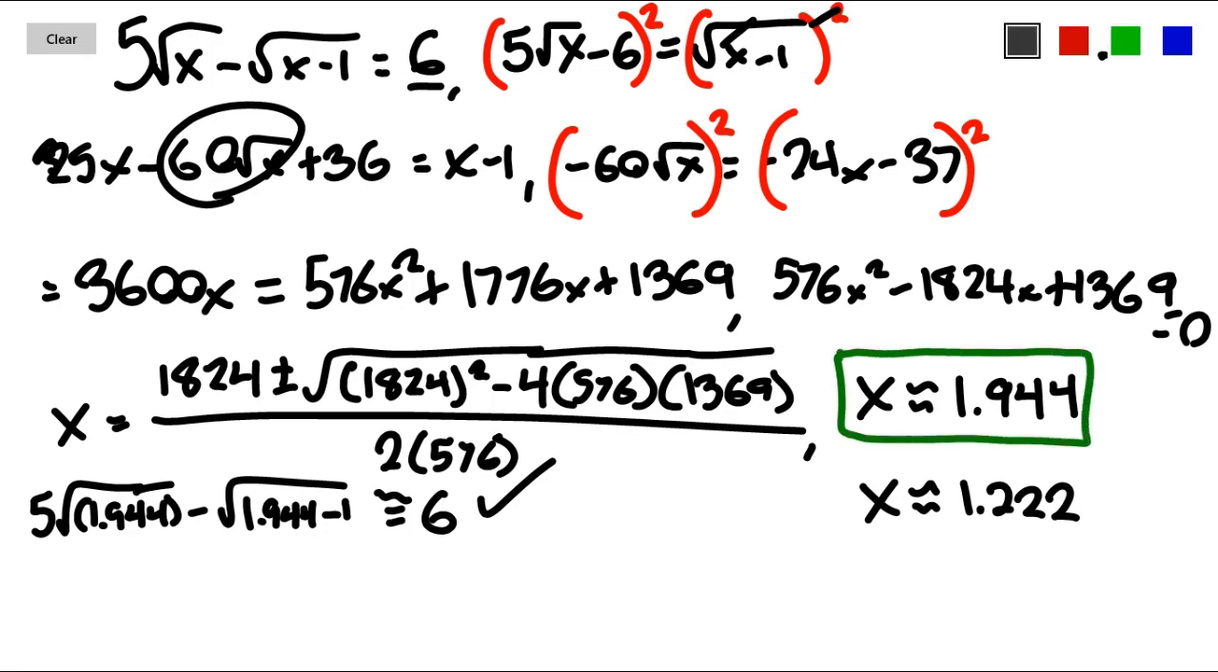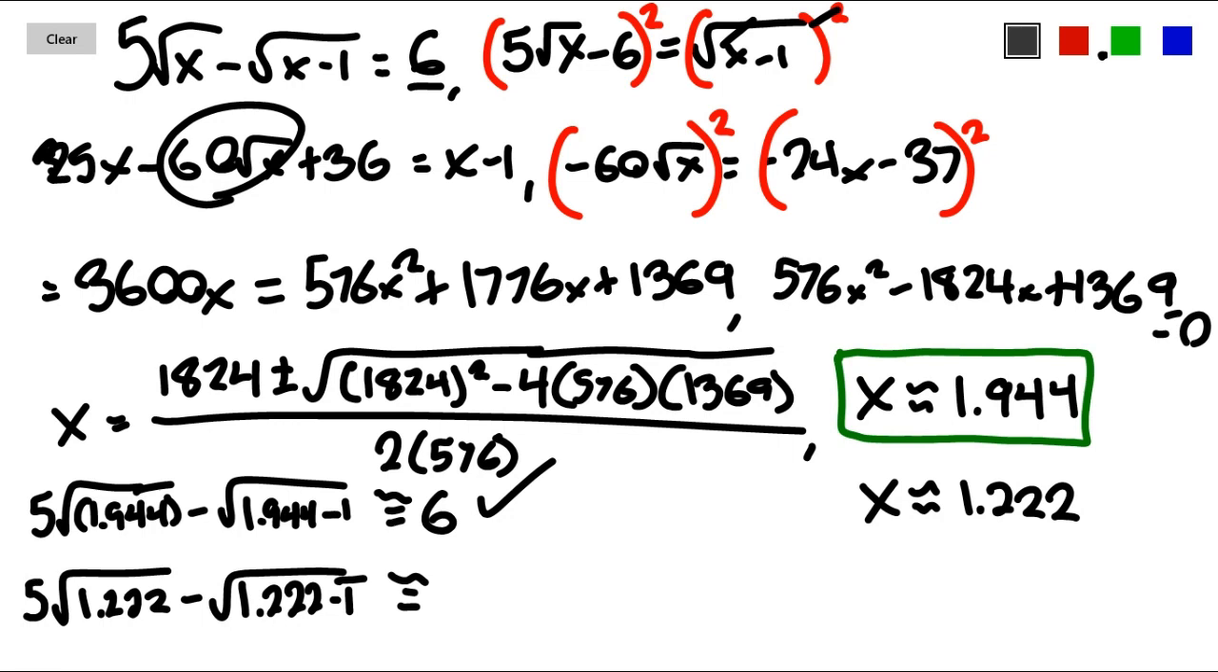And then for the second answer, I have 5 times the square root of 1.222 minus the square root of 1.222 minus 1. And then when I plug this into the calculator, I get an answer of around 5.06, which is not close enough to 6 for me to justify this as correct. So I have one correct answer and one extraneous solution.